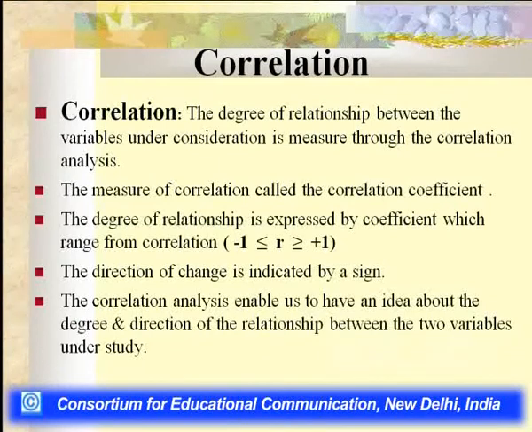The direction of change is indicated by a sign, that is whether the relationship is positive or negative. We have to see the particular sign associated with the coefficient of correlation. The correlation analysis enables us to have an idea about the degree and direction of relationship between the two variables under study. If the answer says the correlation is +1, we say that there is a positive relationship existing between the variables under study, and it is a positive correlation because the sign is plus, and definitely the range under which the correlation lies is +1 to -1.